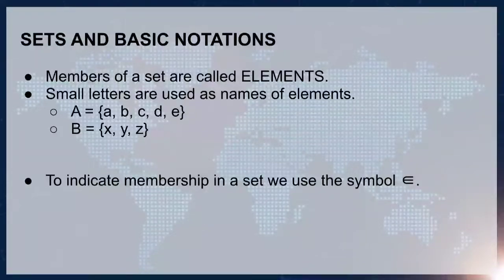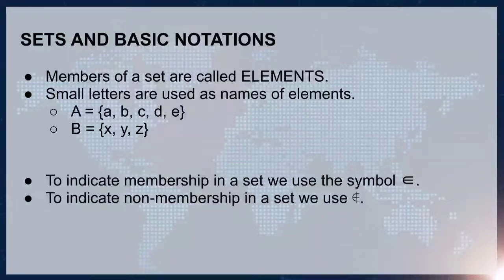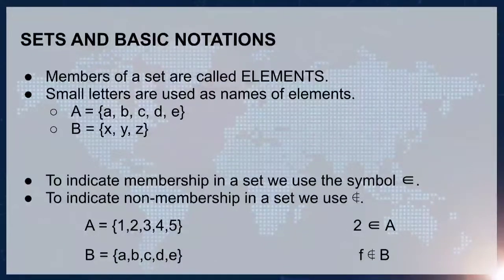To indicate membership in a set, we use the symbol epsilon. To indicate non-membership, we put a slash on the epsilon sign. Assuming we have two sets, set A, which contains numbers 1, 2, 3, 4, and 5, and set B, which contains A, B, C, D, and E, we can say that 2 is a member of set A, or in notation, we write 2 epsilon capital A. On the second one, F is not a member of set B, and in notation we write F, then the epsilon sign with a slash, capital letter B. Okay, I hope that's clear.